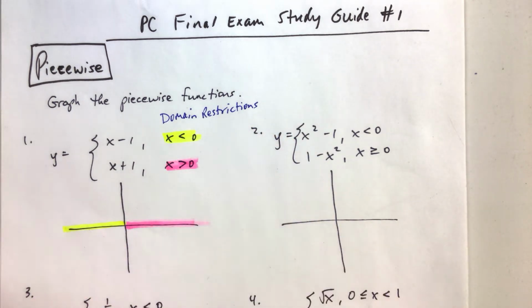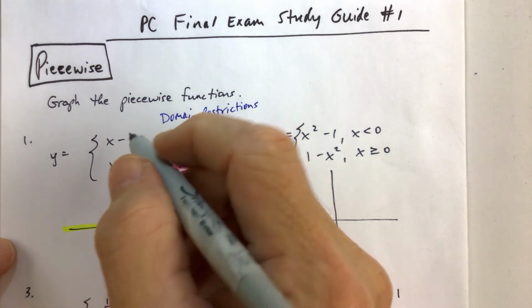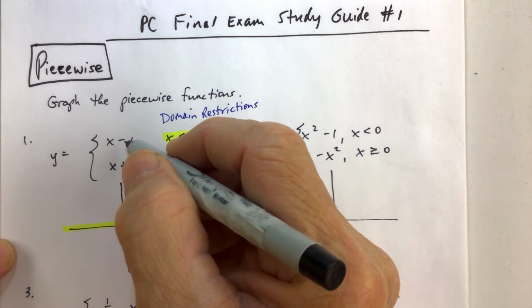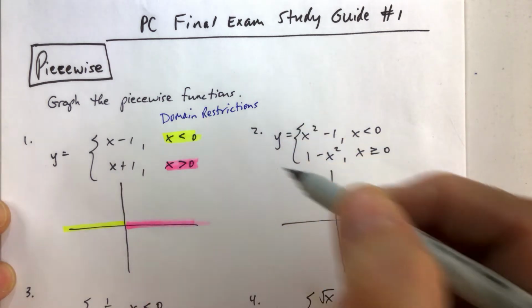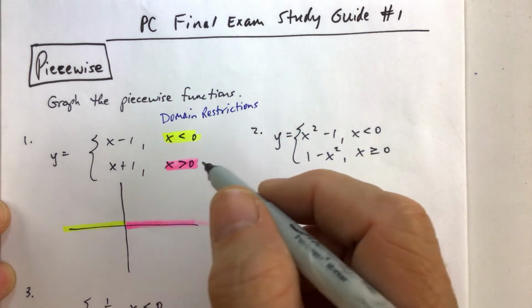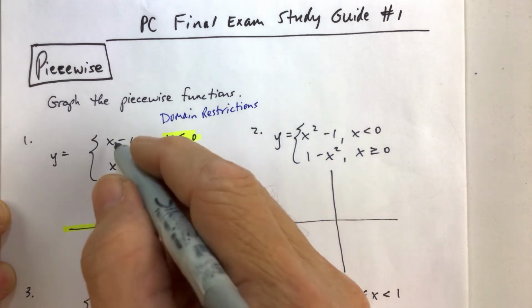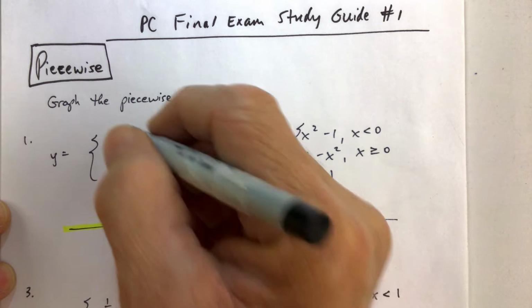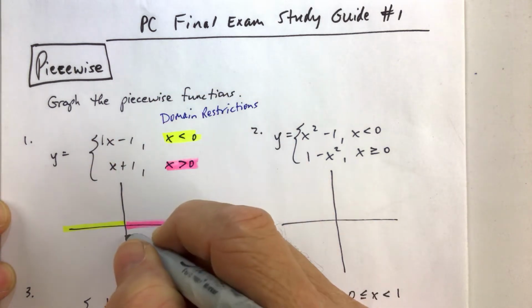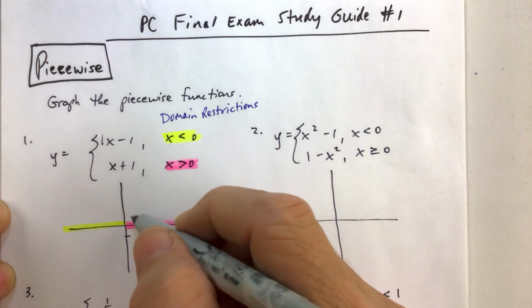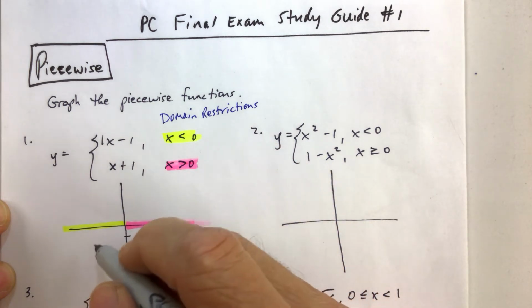Okay, so when x is less than 0, we want to graph y equals x minus 1. Well, the next thing we want to do is figure out what does the graph look like? What does y equals x minus 1 look like? Well, it's a straight line. It's a linear function. The slope is 1. The y-intercept is negative 1. But we're only allowed that graph when x is less than 0.